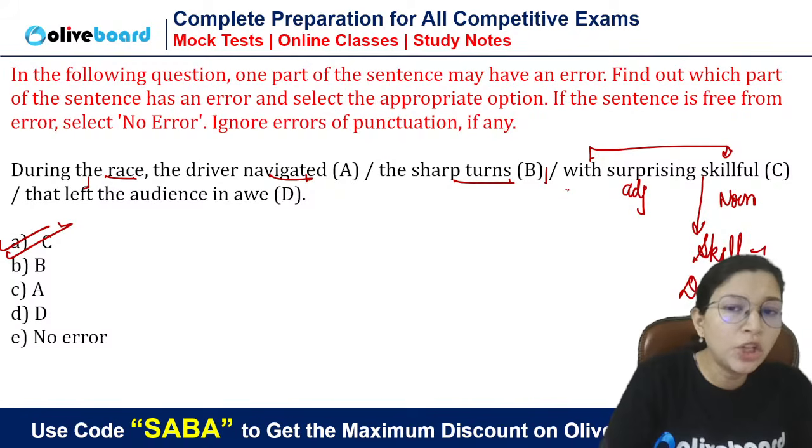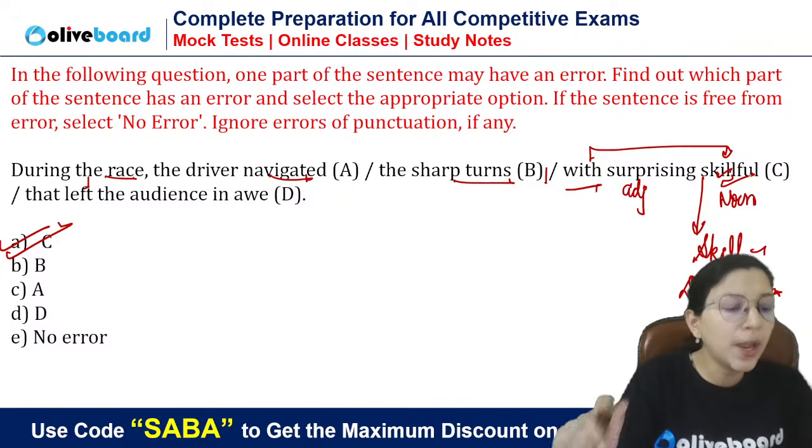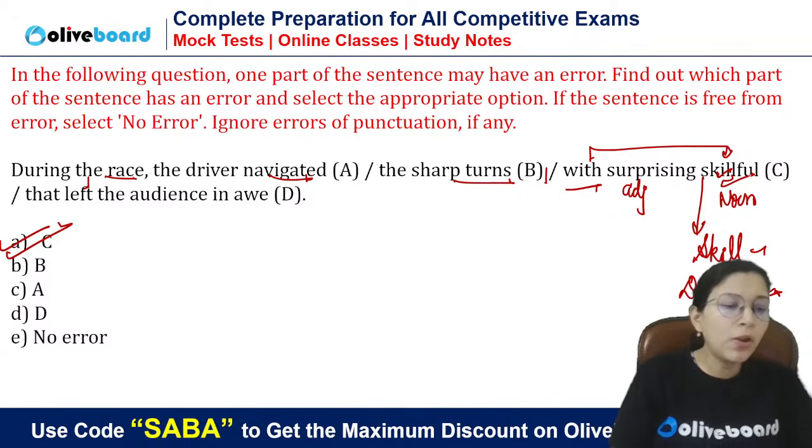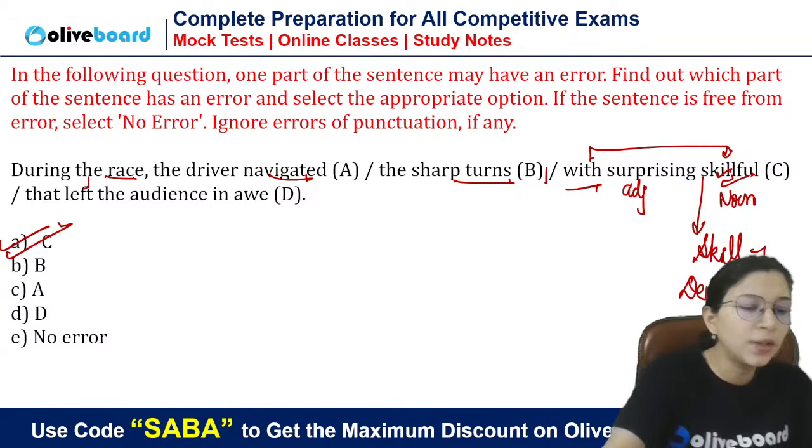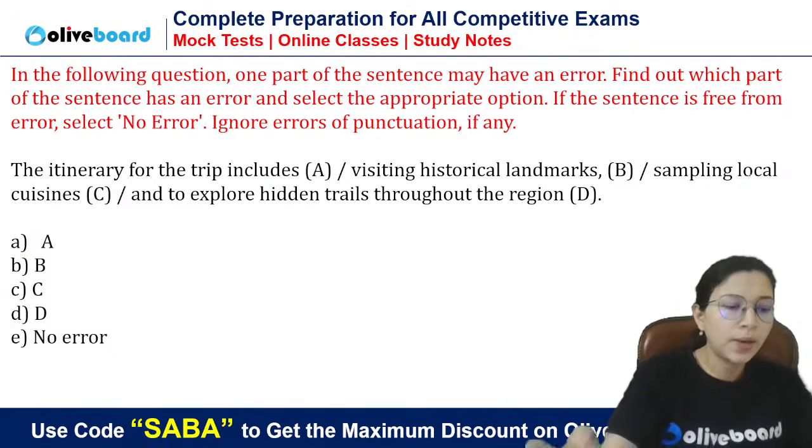Because with is a preposition, so a preposition will take a noun. You can't write skillfully, you can't write anything. Only skill will come or any synonym of skill. Okay. Maneuver also you can use. Maneuver also means skill. Next.